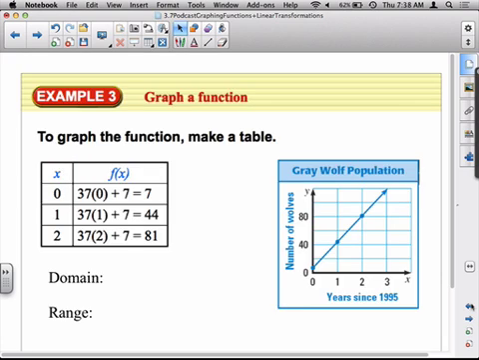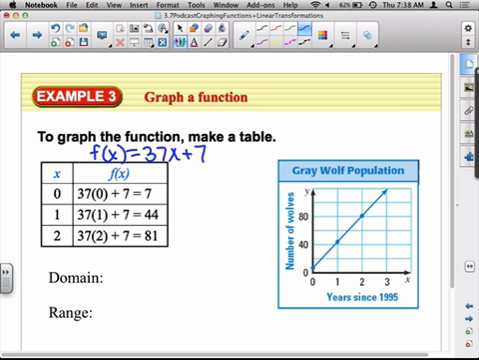All right, so on this slide, what I did was I created a table and a graph. Now, on my table, I plugged in just a few values to help me with my graph. I plugged them into the equation that they gave me, f of x equals 37x plus 7. So I plugged in values 0, 1, and 2 to solve for my y values so I can plot points.